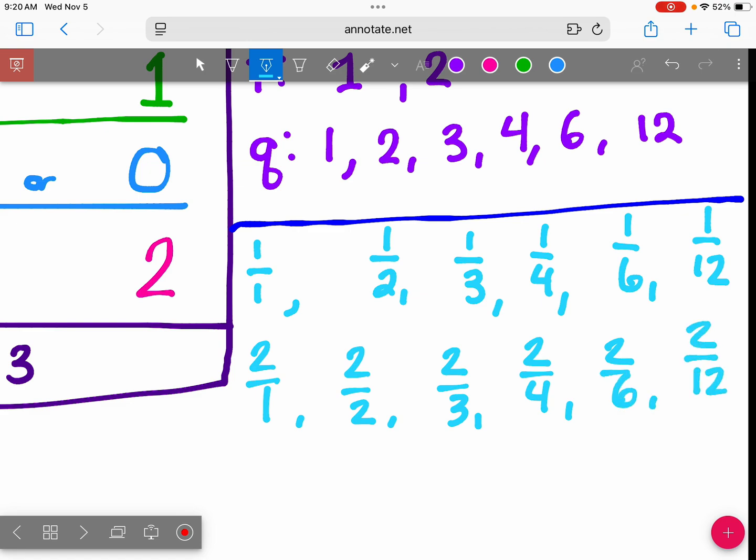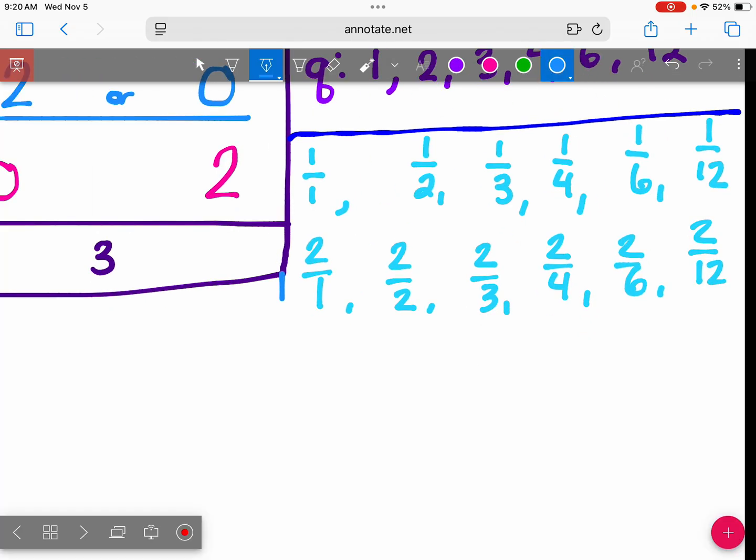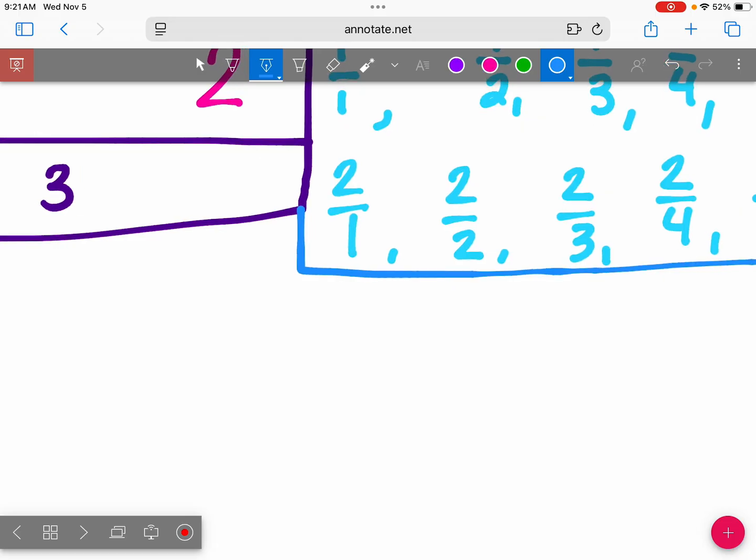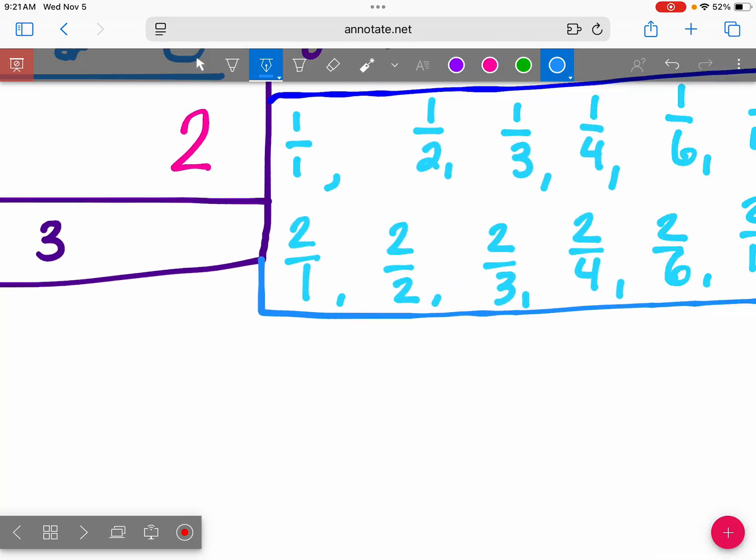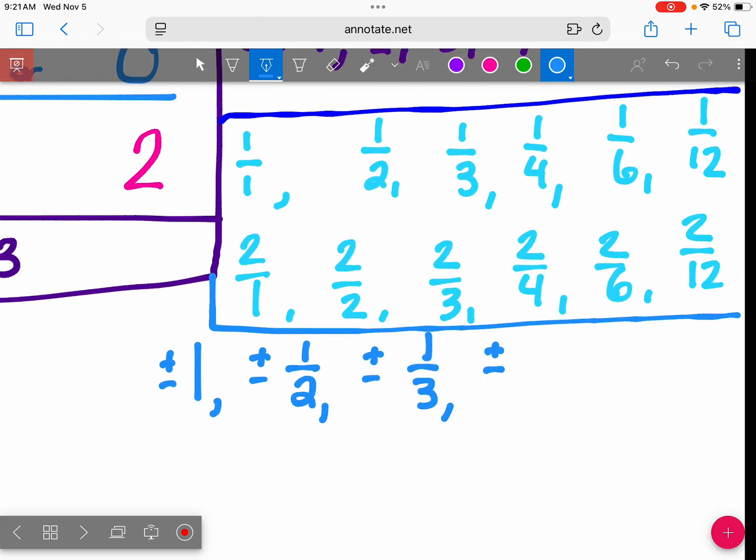A lot of these are double covered right here. I have more pieces written than we're going to need to test. Because when we come through to simplify this, which will make this a lot easier to work with, this is when I'm going to work in my plus or minuses. So we're going to have plus or minus 1. 1 over 1 is 1. We're going to have our plus or minus 1/2. Plus or minus 1/3. Our 1/4, 1/6, and 1/12 still are hanging out.